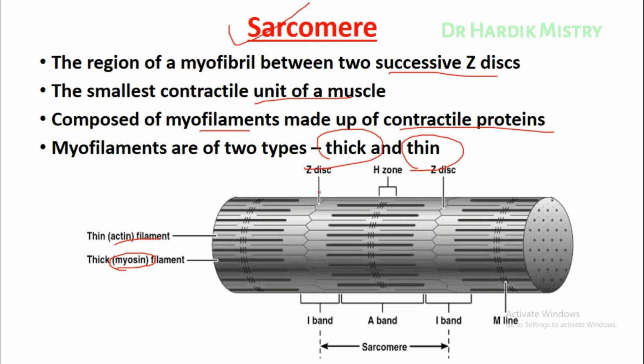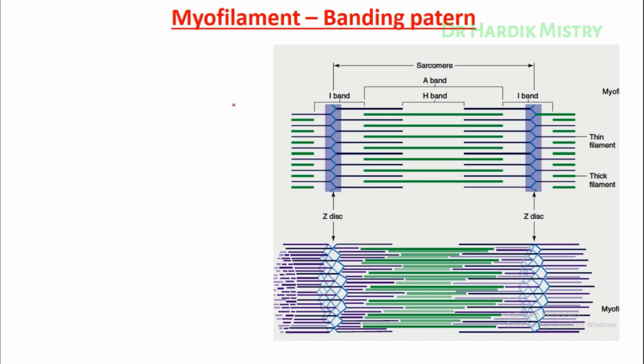So in this figure you are seeing that this is one Z disc or one Z line, and here is another Z line. In between two Z lines, whatever the structure present is known as the sarcomere. It is the single contractile unit of a muscle, or the smallest contractile unit of a muscle. So this is the structure of the sarcomere in between two Z lines.